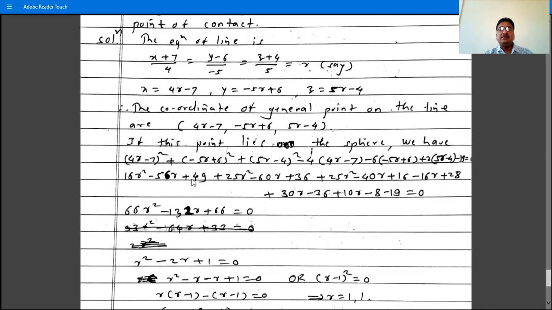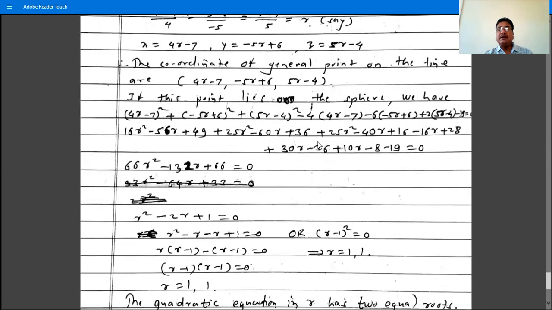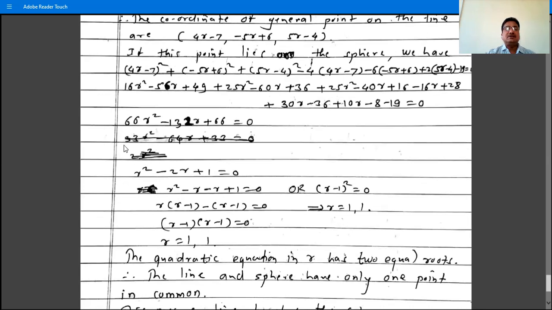Then square of this bracket, square of this bracket, and square of this bracket are these three terms, then multiply by minus 4, multiply by minus 6, multiply by 2, minus 19 is equal to 0. And the simplification of the terms is what? If you add the terms of r square, then we have 66 r square. Then the addition of all r terms is minus 132 r, and the constant term is plus 66 is equal to 0. Then dividing by 66 throughout, we have r square minus 2r plus 1 is equal to 0.